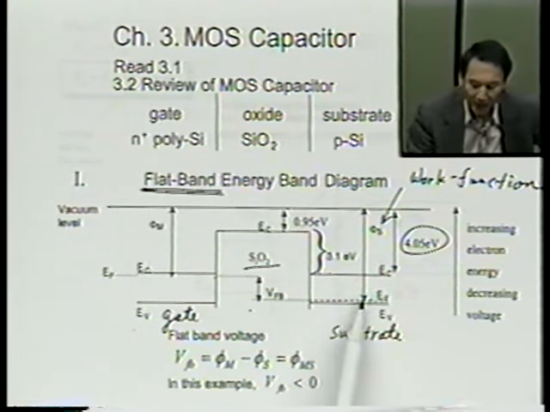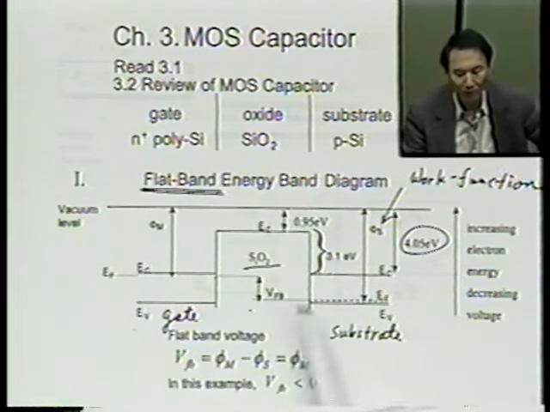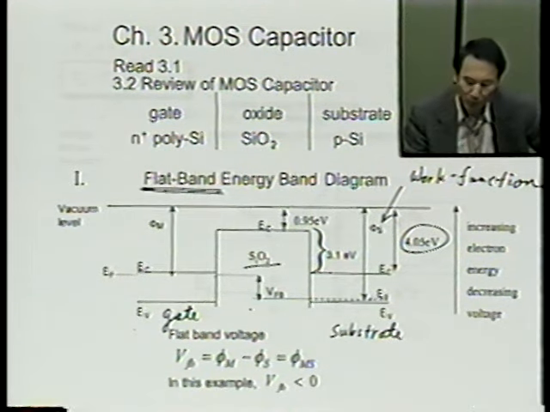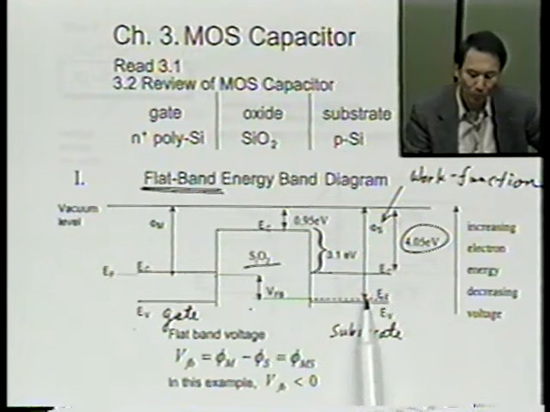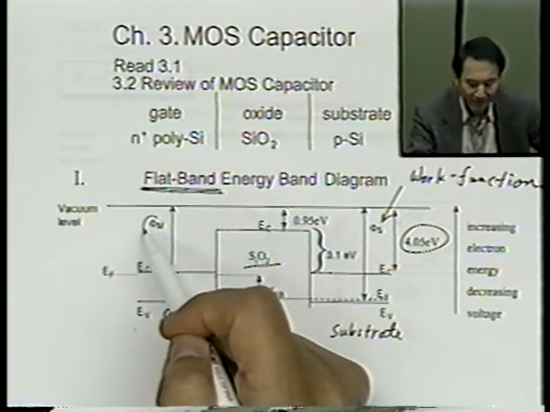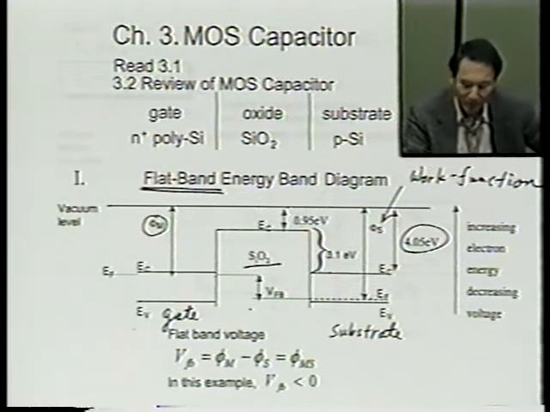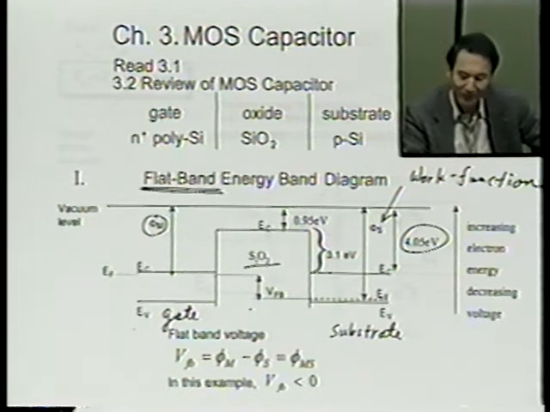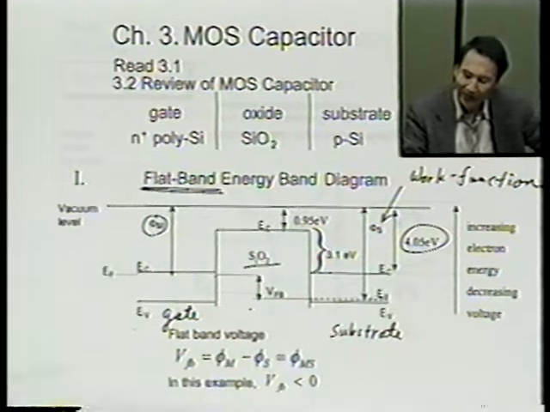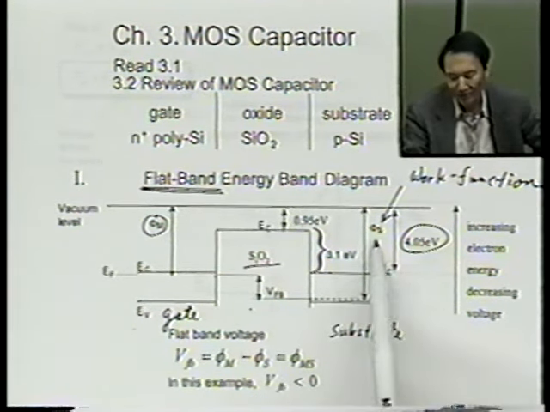Do the gate and substrate have the same work function? No, they don't. Even though both the substrate and the gate are silicon, they have different work functions because they have different Fermi levels, you see? One is an N plus material, and the substrate we assume to be P type, therefore they have different Fermi levels and therefore different work functions. The gate work function is called phi M. This is standard notation in most textbooks. M stands for metal, because the gate used to be metal. Today, of course, it's not metal, but we still use this subscript M to represent the gate work function. And phi S is the substrate work function, all right?